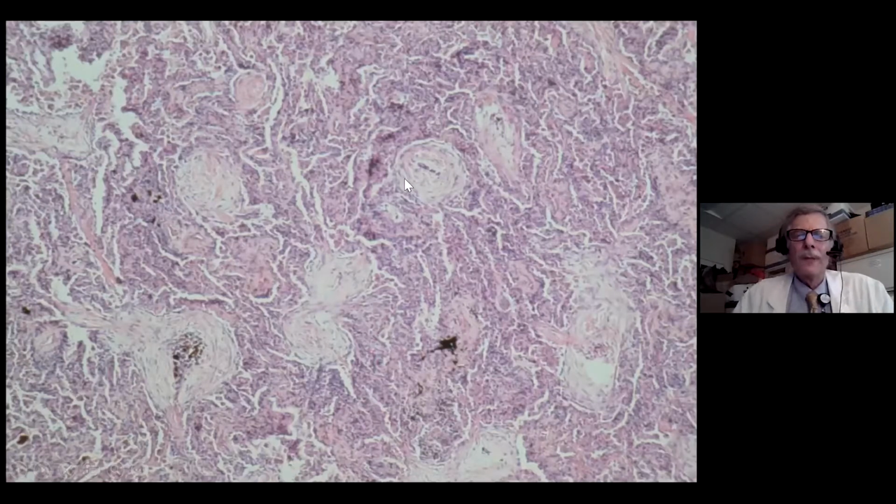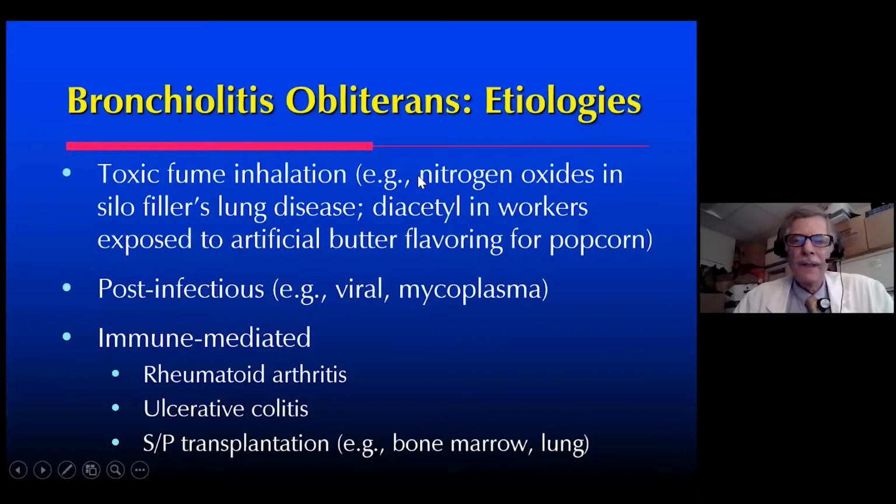So what causes bronchiolitis obliterans? Remember the silo filler's lung disease in medical school? The farmer, before they knew it, opening the top of the silo and exposed to these green fumes that had nitrogen oxides that inhaled would cause an ARDS picture and small airway inflammation, reflecting where the gases are depositing.